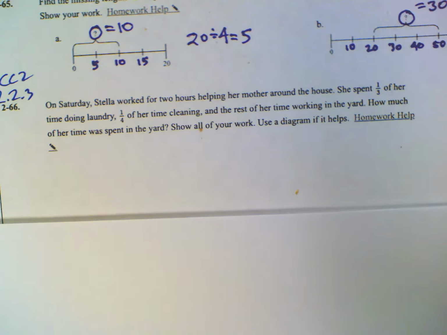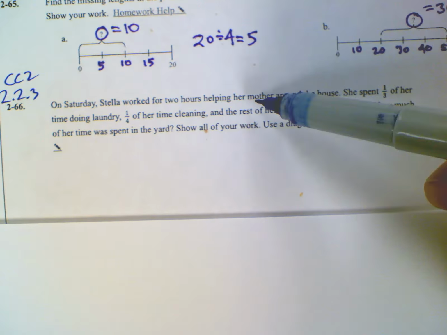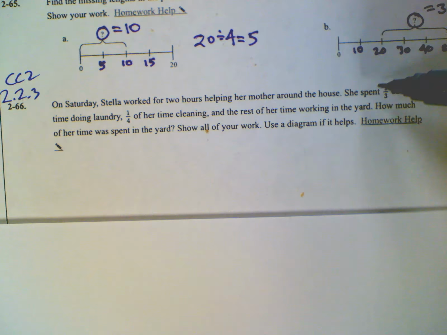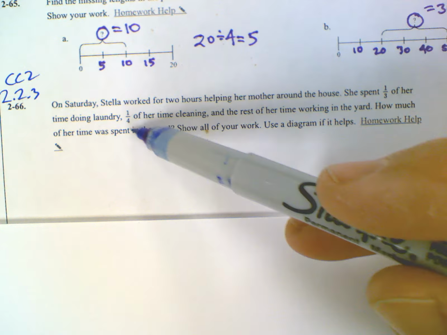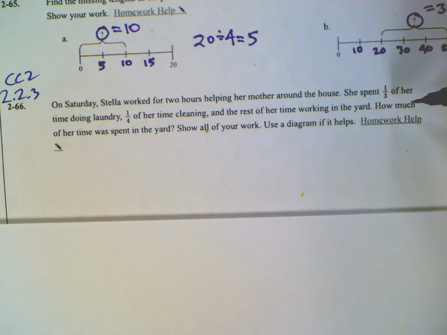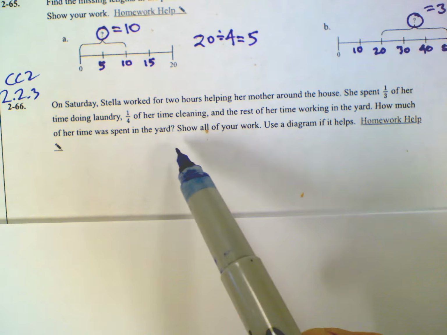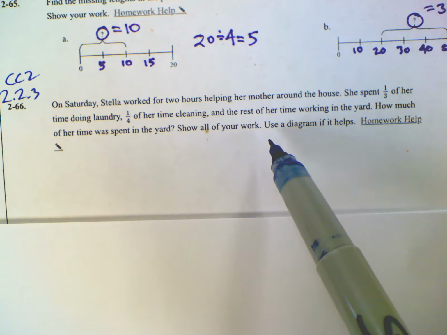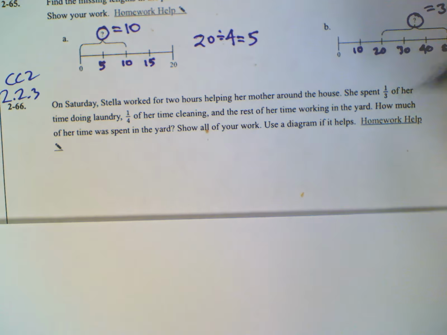So it says on Saturday, Stella worked for 2 hours helping her mother around the house. She spent a third of her time doing laundry, a fourth of her time cleaning, and the rest of her time working on the yard. How much of her time was spent in the yard? Show all your work. Okay, use a diagram if it helps.